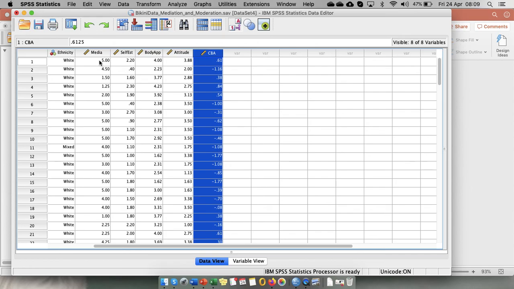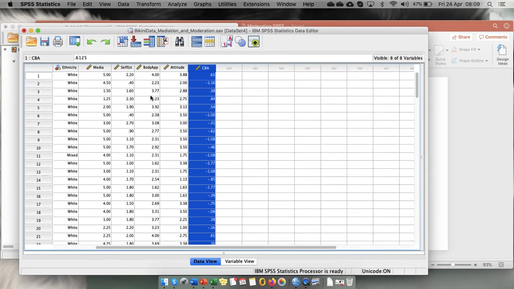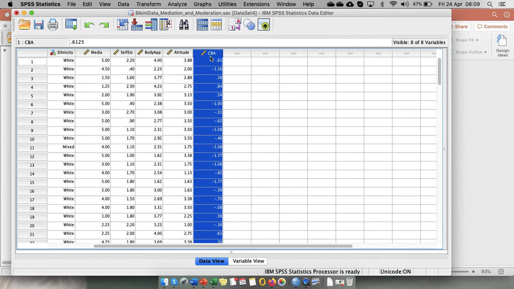So what we have is body appreciation of 4 minus the mean of body appreciation, which gives us 0.61 for that participant, and that happens for all participants. Some of them have positive values and some of them have negative values, because some of them are above the mean and others are below the mean.